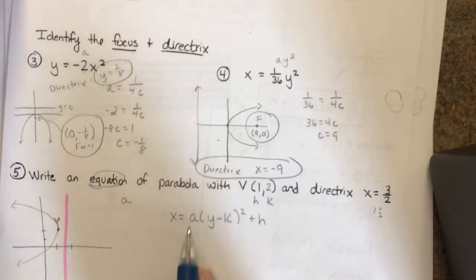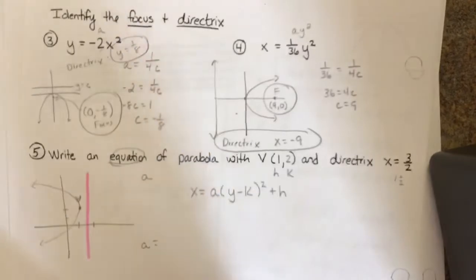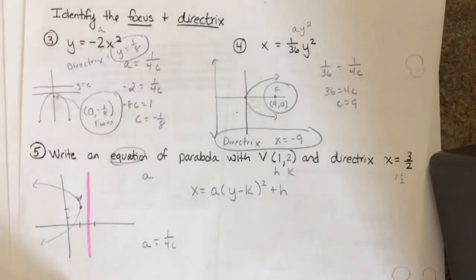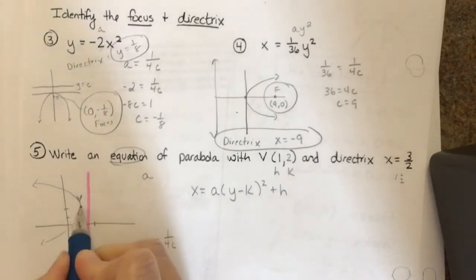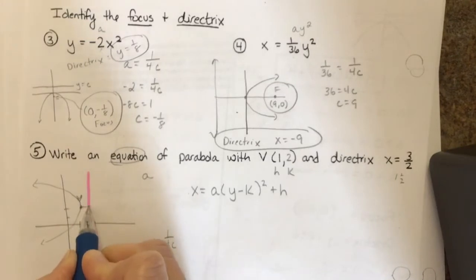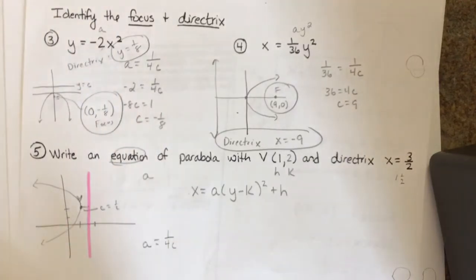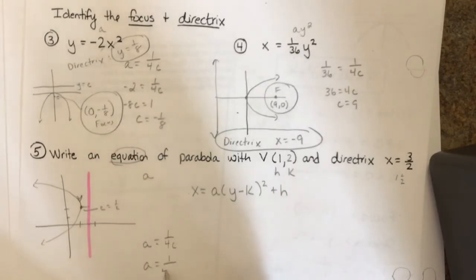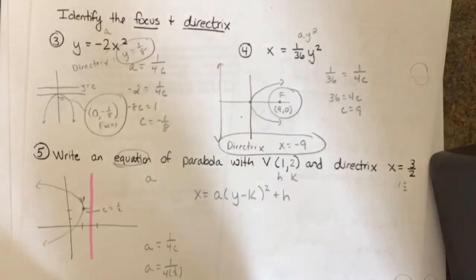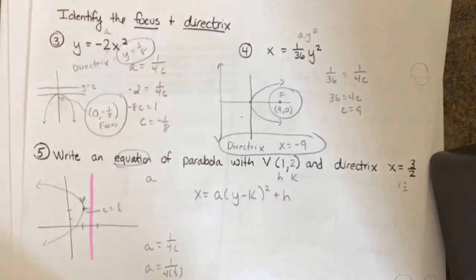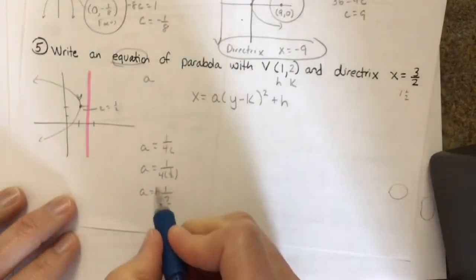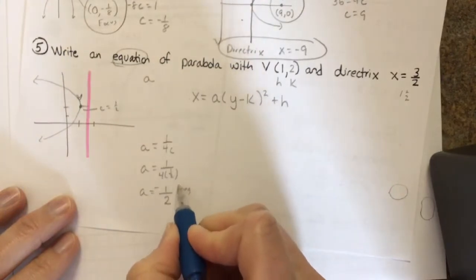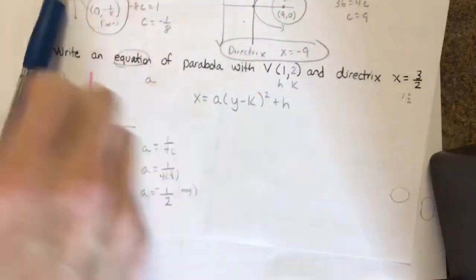All right, let's find a. A is 1 over 4c. What's c? C is the distance from the vertex to the directrix. C is a half. So a is 1 over 4 times a half. A is 1 over 2, one half. But always ask yourself negative or positive. In this case, it's negative a because it points to the left, because the directrix is on the right.